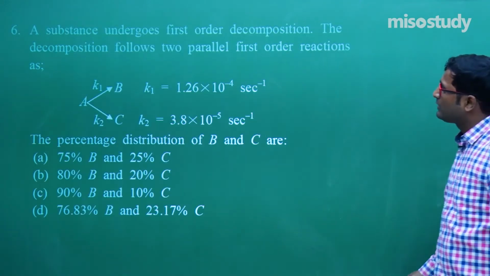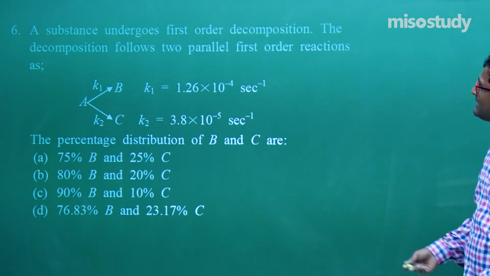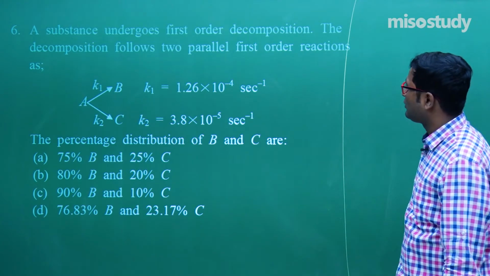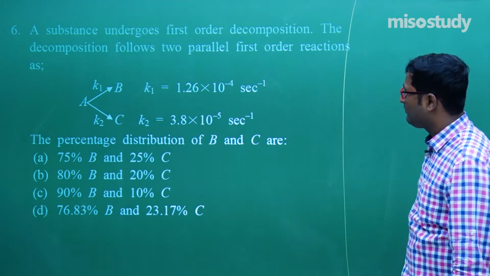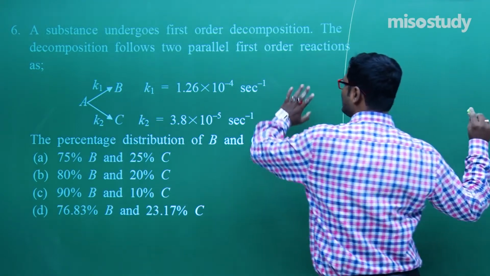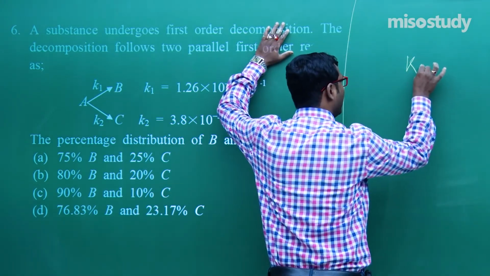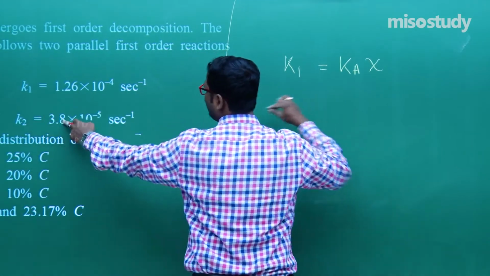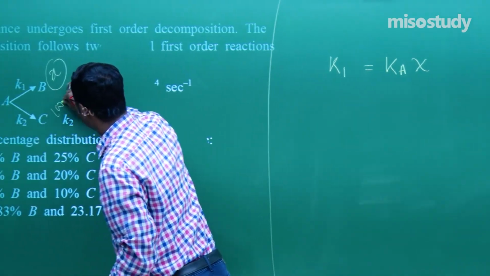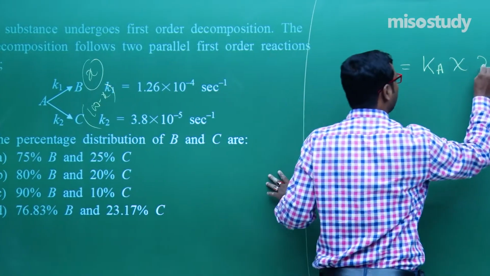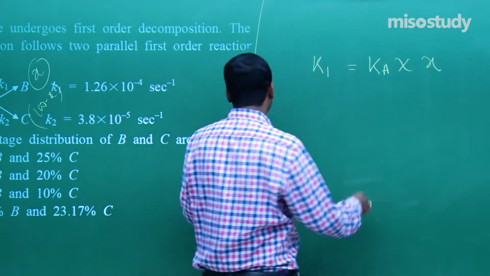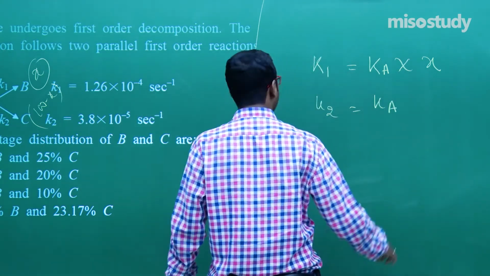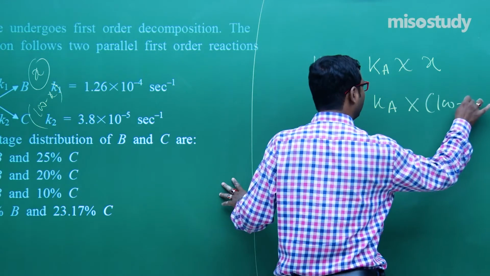The next one is question number 6. A substance undergoes first order decomposition. The decomposition follows two parallel first order reactions, K1 and K2. The percentage distribution, as we know for such a reaction: K1 is Ka into the percentage yield. The percentage yield of B is taken as X, and you may take the other as 100 minus X. So K1 is Ka multiplied by X. And for this, K2 is again Ka multiplied by 100 minus X, the percentage yield.